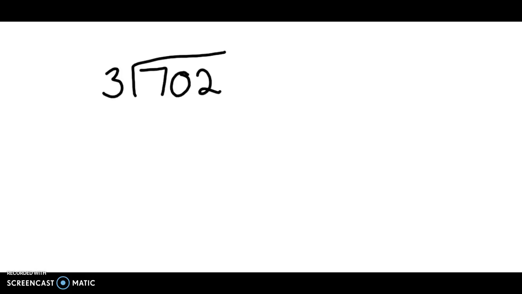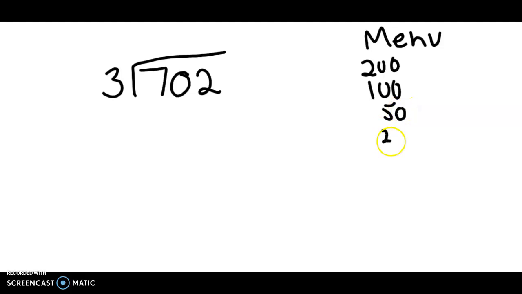However, the first step is actually for students to create a menu of choices for numbers that they can multiply by. So on our menu, no matter what your divisor is, your choices are always going to be 200, 100, 50, 20, 10, 5, 2, and 1. These are always on the menu because most students are able to multiply by these numbers easily and then use them when they are subtracting those parts away.